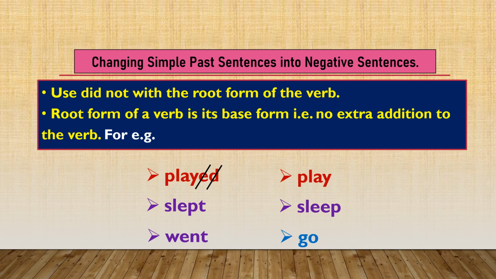Similarly, whatever your verb given there is, we just have to bring it back to its root form, that is the first form of the verb. And just add did not before the verb and your sentence will get converted into negative sentence.